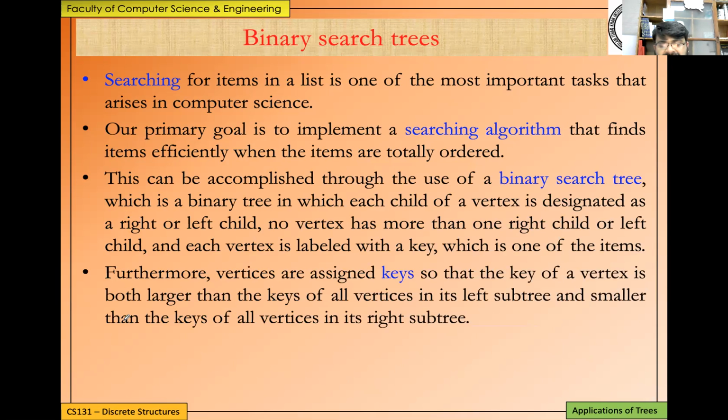Furthermore, vertices are assigned keys so that the key of a vertex is both larger than the keys of all vertices in its left subtree and smaller than the keys of all vertices in its right subtree. So again, the concept of left subtree and right subtree here is very important. Based on that, you can assign vertices keys. With a key, we know that everything in the right subtree is larger than this key, and everything in the left subtree is smaller than the key.